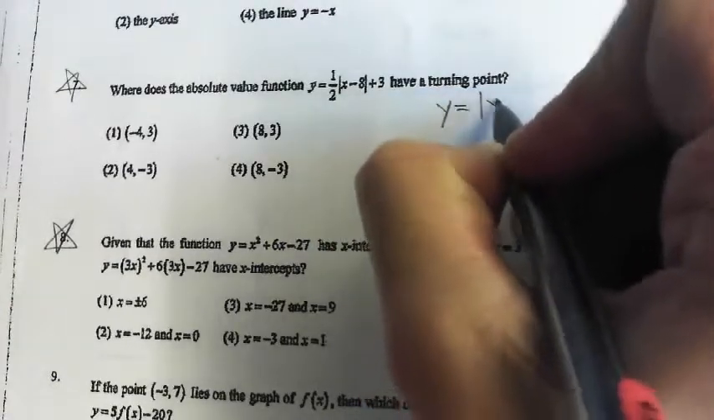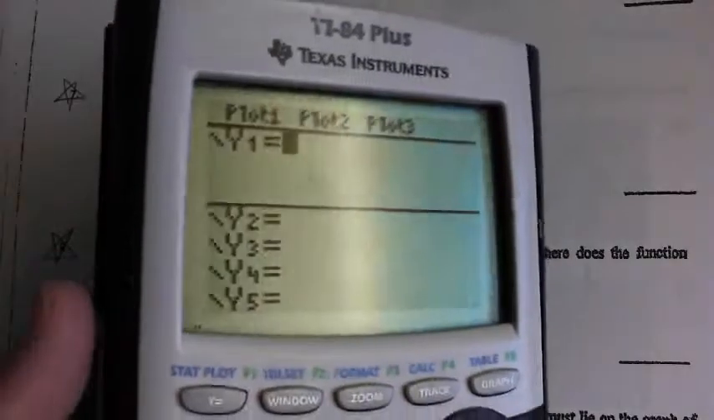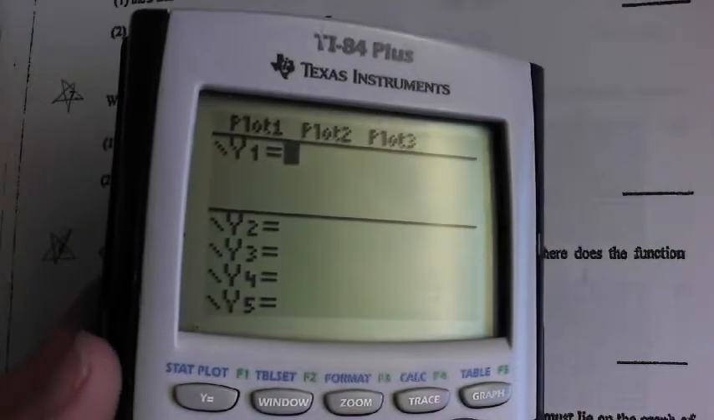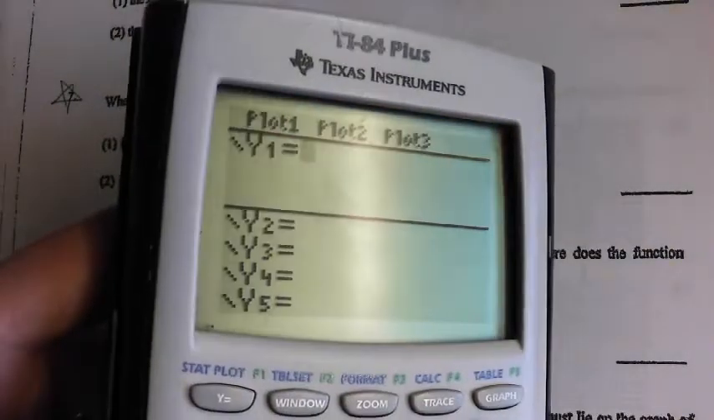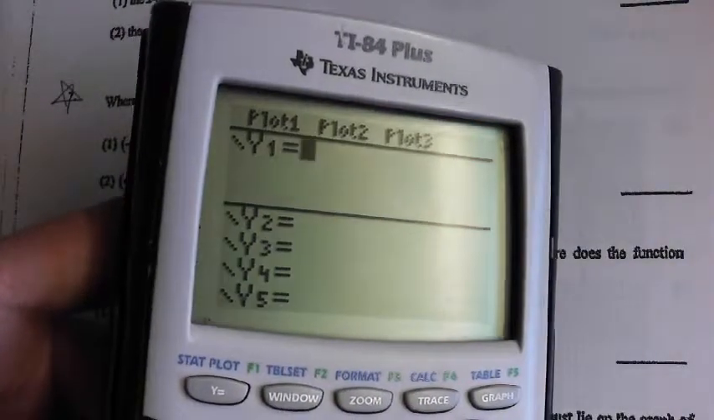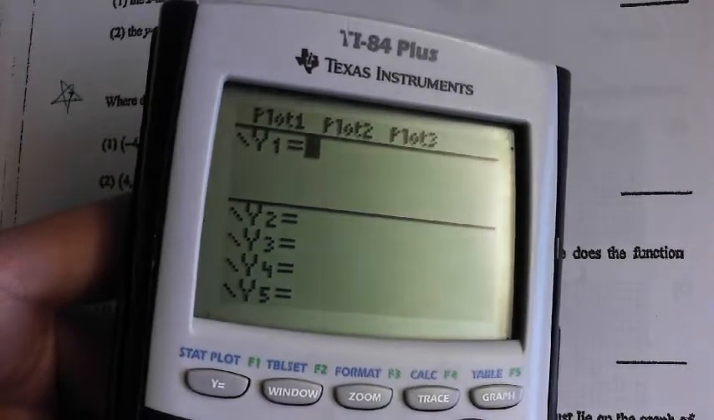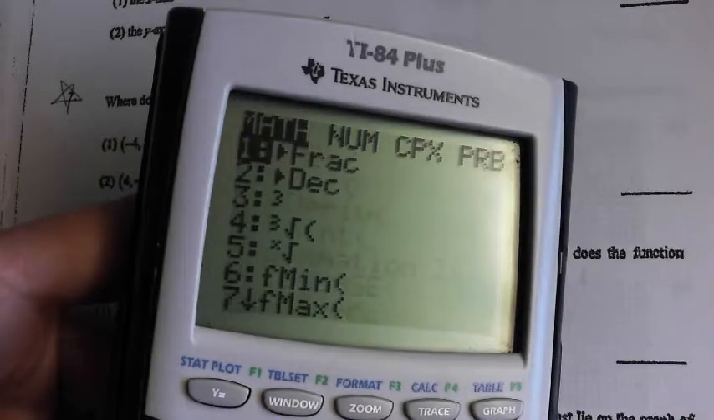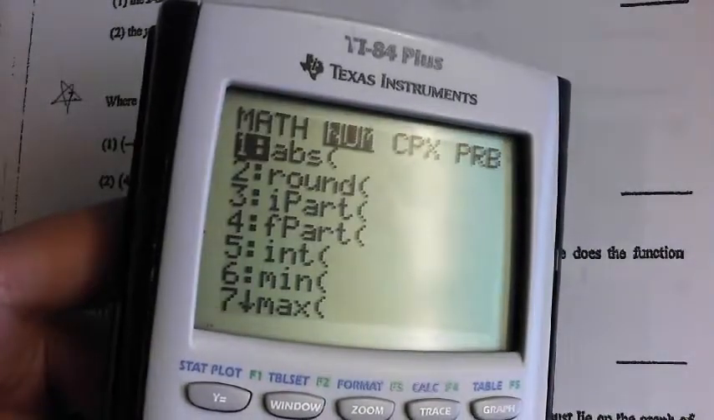So there's the parent graph. Just y equals the absolute value of x. So I'm going to go to my y equals menu. Does anybody know how to find the absolute value on your calculator? Yeah. You can go to the catalog and press. Okay, that's always a backup way to find anything, is go to the catalog and go alphabetical order, find absolute value. Under math. Yep. So if you hit math and scroll over to number, it's going to be your first option there.